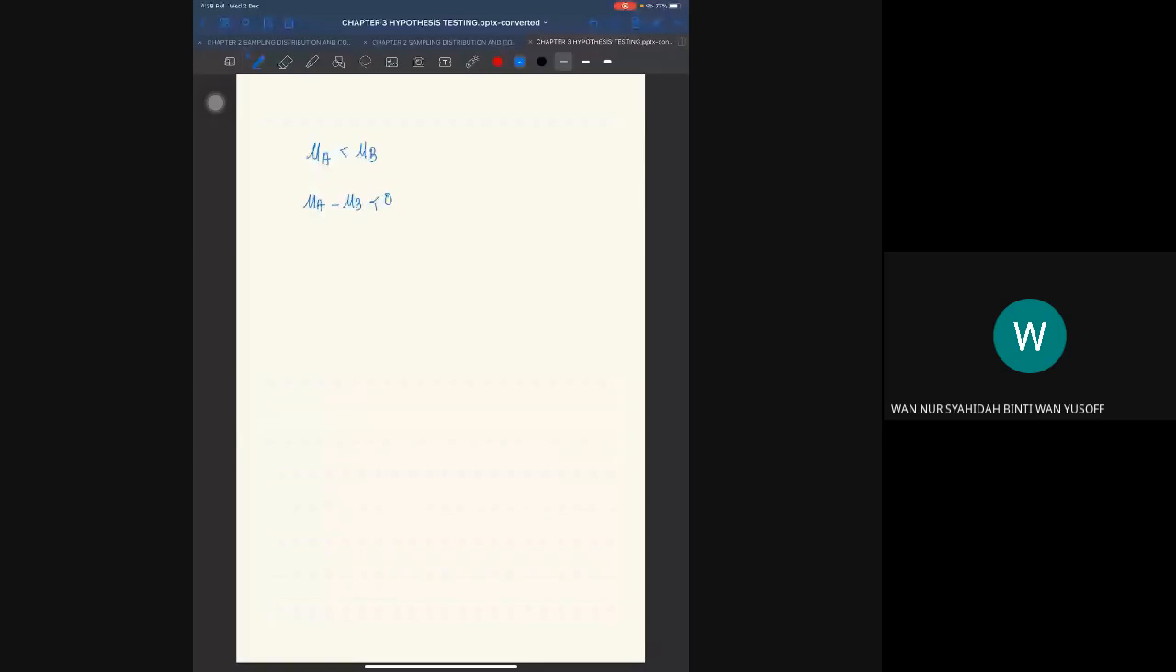Then we transform into mu D. For a dependent sample, we cannot write the hypothesis as independent, so that's why we need to transform into mu D. So mu A minus mu B is mu D. From here we have mu D less than 0. H0 or H1? It is H1. H1.